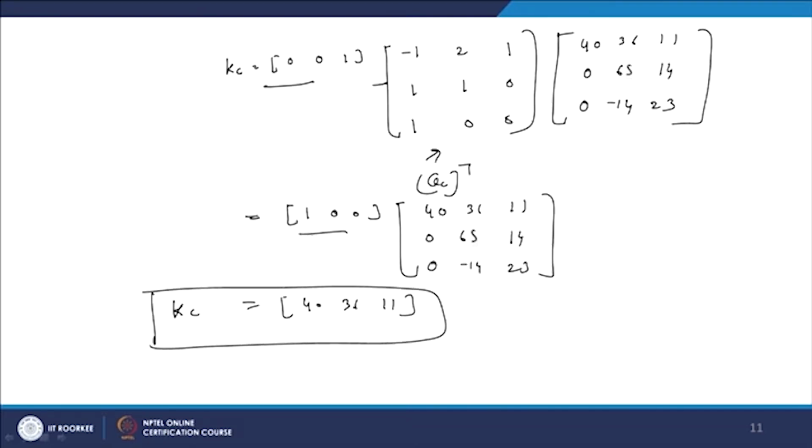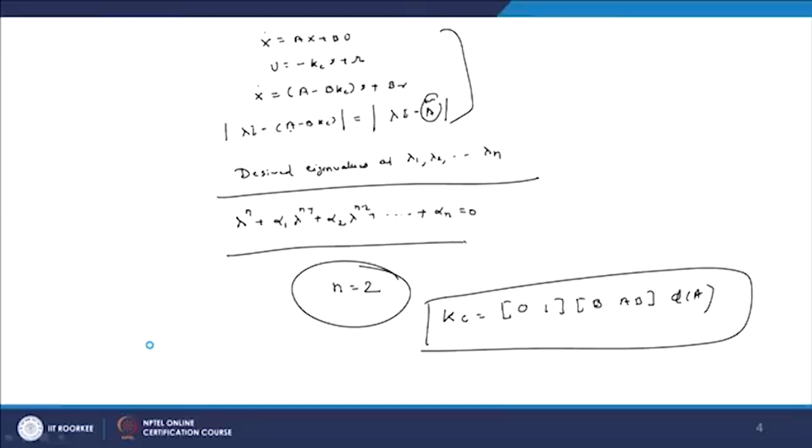So, we find that by means of Ackermann's formula we have designed a controller. This controller will stabilize our system, and whatever performance we have specified can be achieved by the formula. So, based on Ackermann's formula we have got the controller design, and if you have seen the various steps here, what have we done?